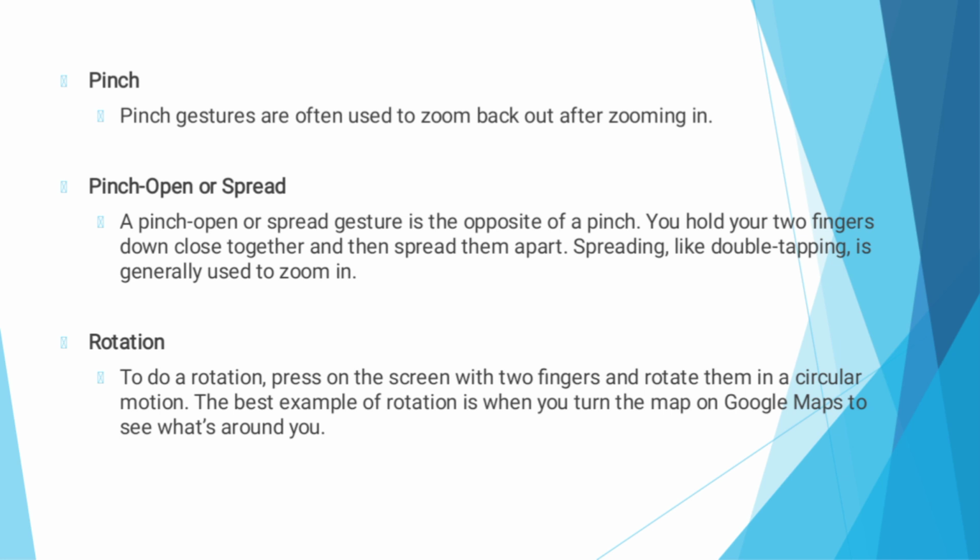Then rotation. To do a rotation, press on the screen with two fingers and rotate them in a circular motion. The best example of rotation is when you turn the map on Google Maps to see what surrounds you.